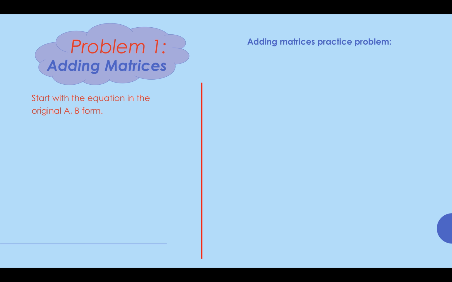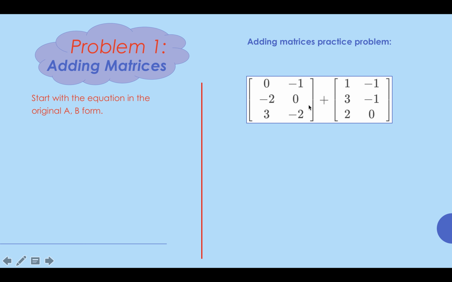Next up, we have our first problem. After seeing the example, we should be able to do this together with no problem. First, we're going to start with the equation in the original A and B form, and here it is. We have a matrix C of 0, -1, -2, 0, 3, and -2, plus 1, -1, 3, -1, 2, 0.